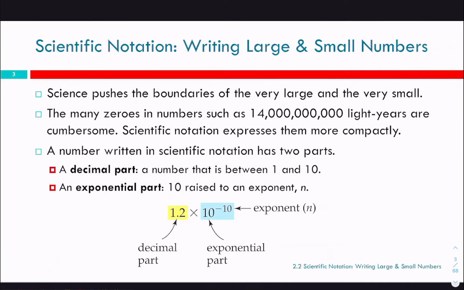So if we want to write a number in scientific notation, we've got two different parts. There's the decimal part, so that's this yellow one here. And then there's the exponential part. And that's going to be 10 raised to some exponent n.